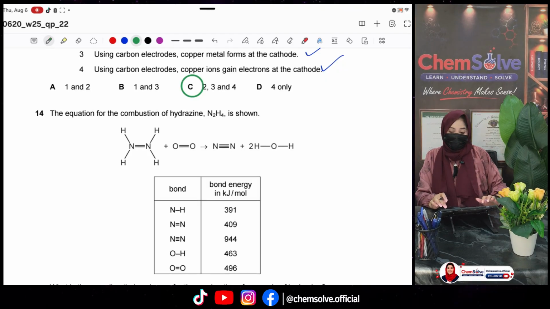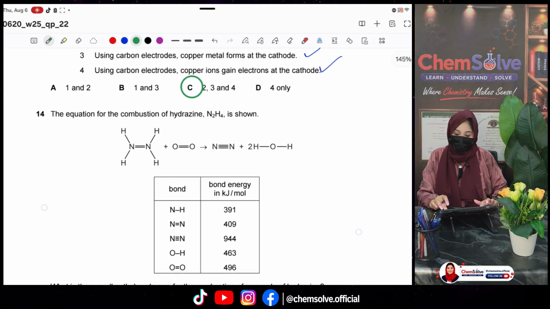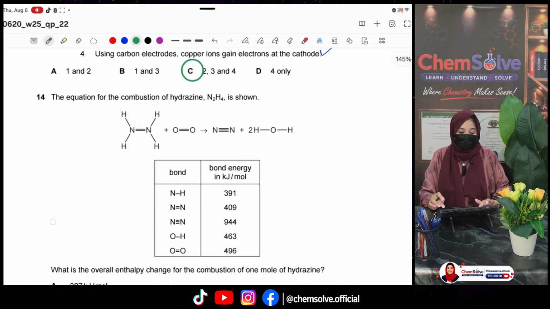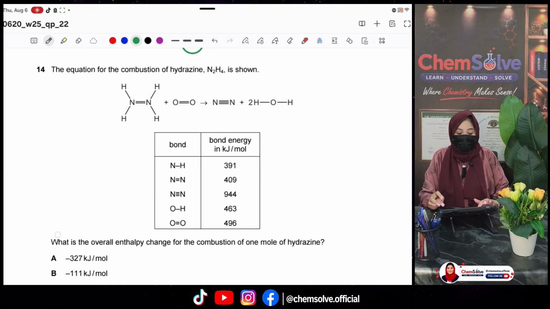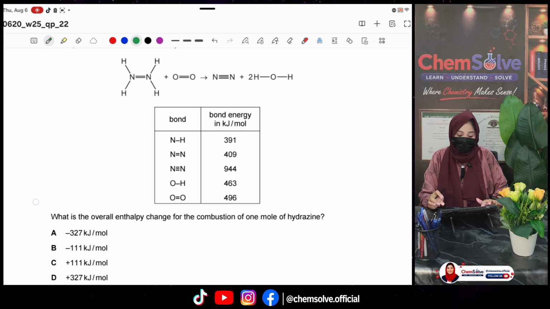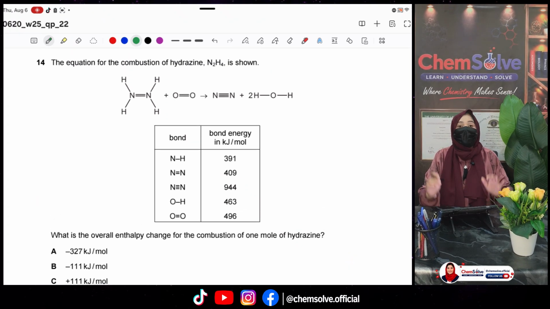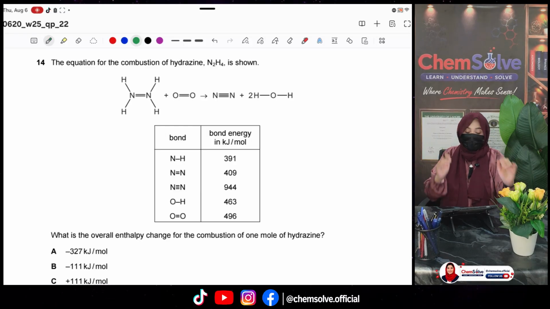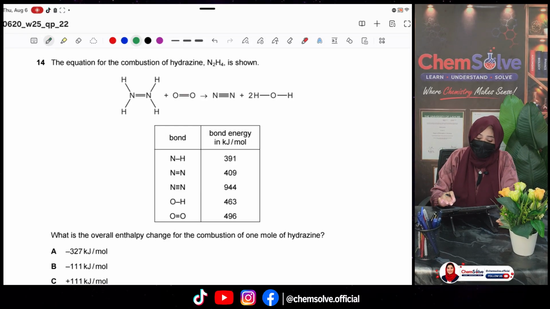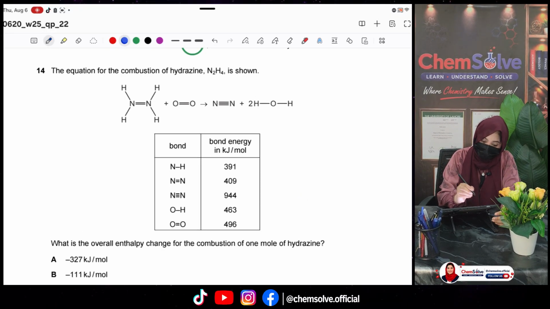Again, a lengthy question. Question number 14. The equation for the combustion of hydrazine is shown. What is the overall enthalpy change for the combustion of 1 mole of hydrazine? So what we have to do? Basically, we have to calculate the energy of the reactants, then the energy of all the products. So let's calculate it.